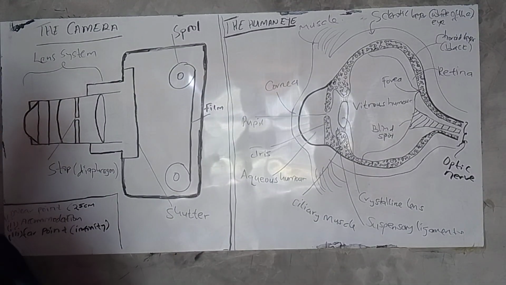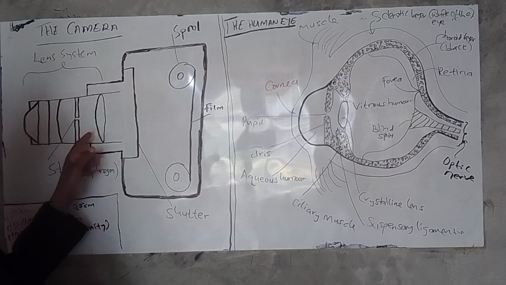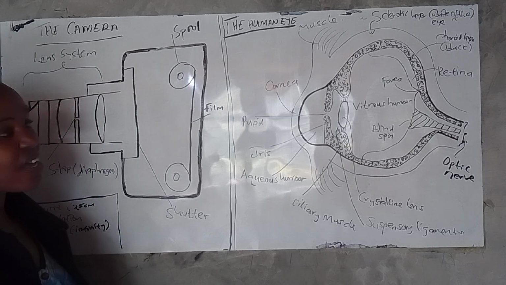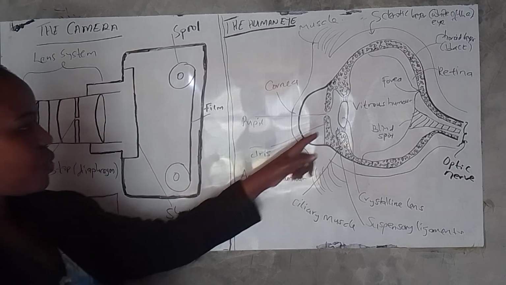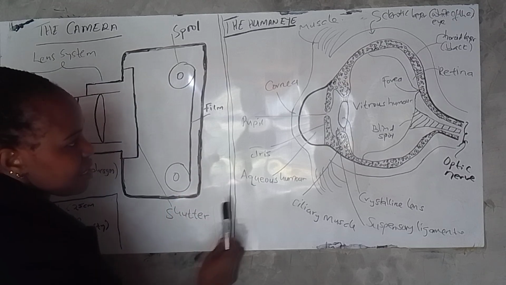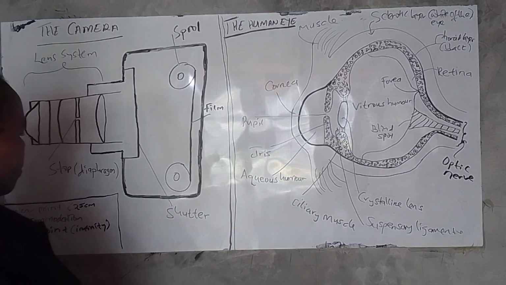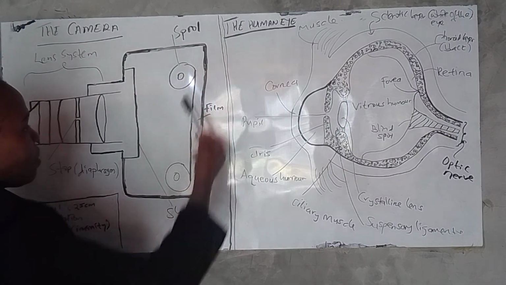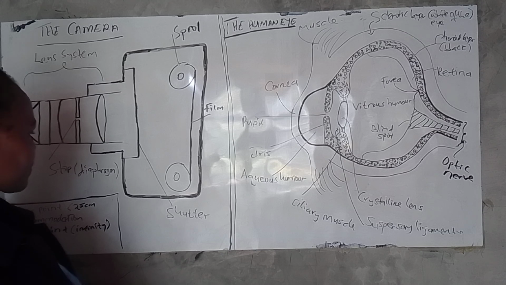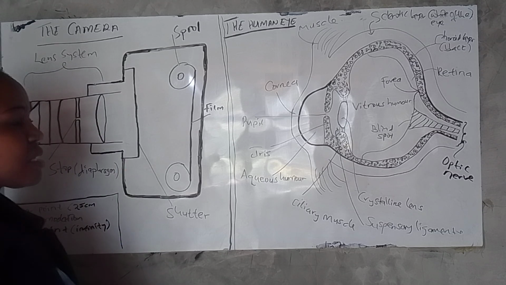So the other diagram we have is the camera. It works on the same principle as the eye. We have a system of lenses, and we have our converging lens that is biconvex. So this is also there in the eye. Now the film is the retina of the eye. That is where the images fall. The other parts are the spool, the shutter, and the diaphragm, that opening. And of course, the rest is a system of lenses.